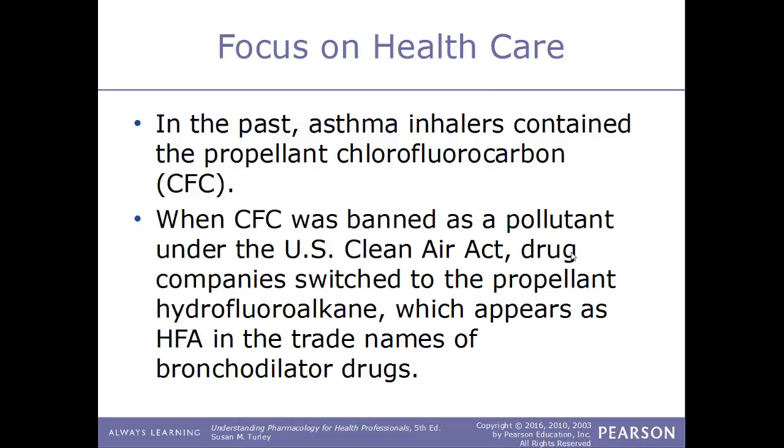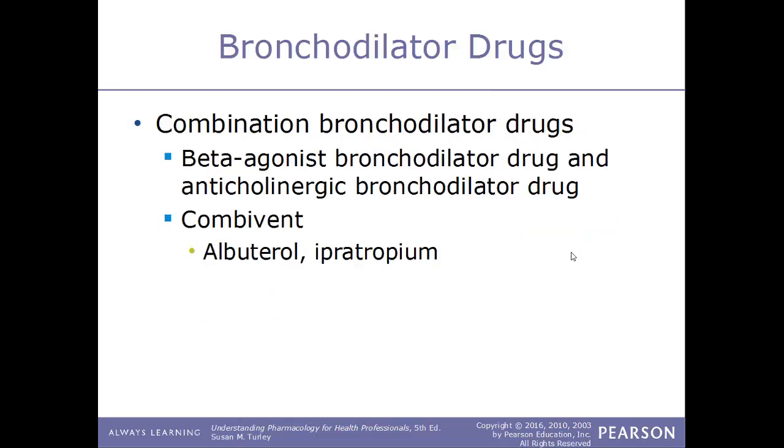Clean Air Act, drug companies switched to the propellant hydrofluoroalkane, which appears as the letters HFA in trade names for several bronchodilators. Now, it's common to see bronchodilators work in combination with each other. So you'll see combinations such as a beta agonist bronchodilator along with an anticholinergic bronchodilator. An example of that would be Combivent, which is a combination of albuterol and ipratropium.